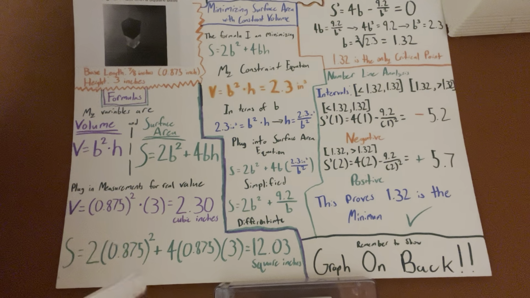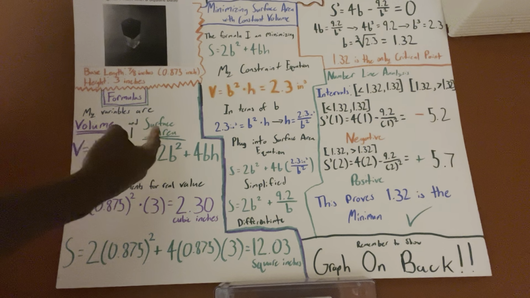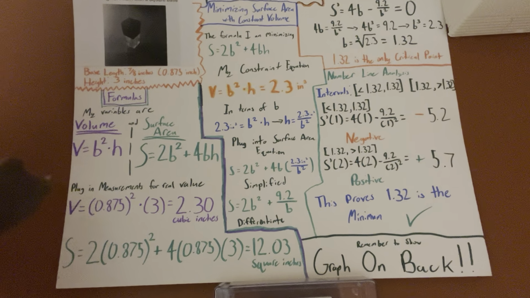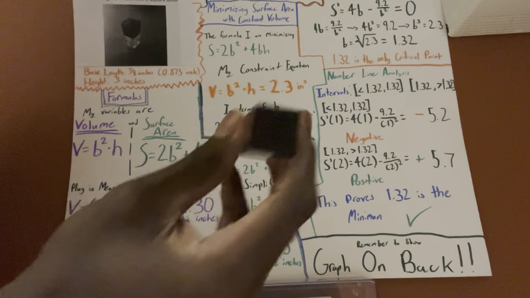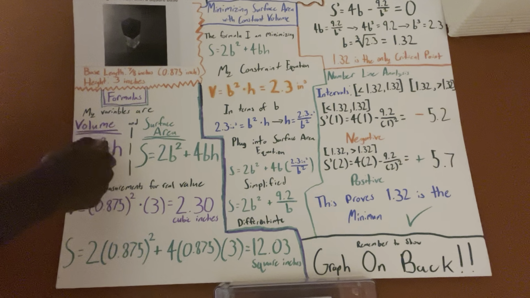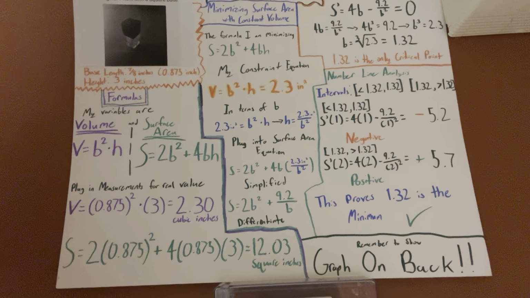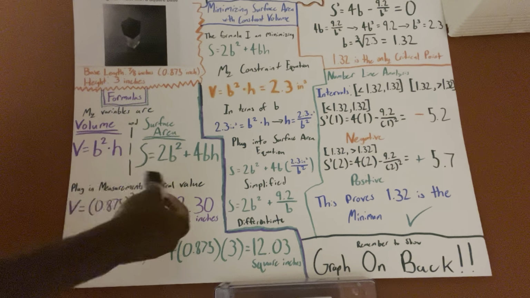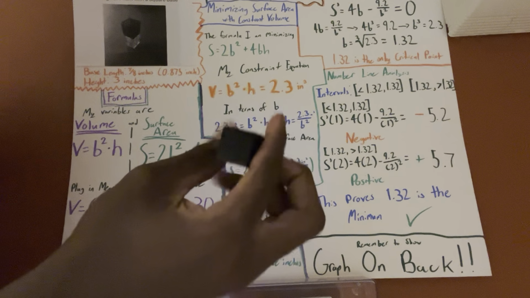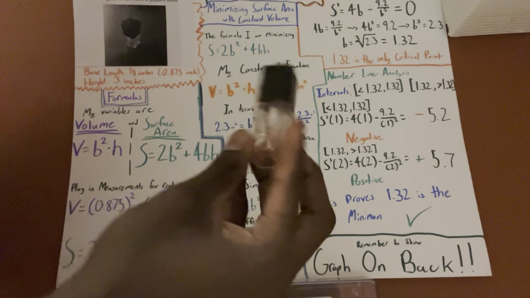So now into the formulas. The variables I'm looking for are the volume and the surface area. The formula for volume equals base length squared, because the base length is a square, base length squared times height to cover the whole volume. For surface area equals 2 base length squared, because there are 2 bases, plus 4 times base length times height, because there are 4 sides.